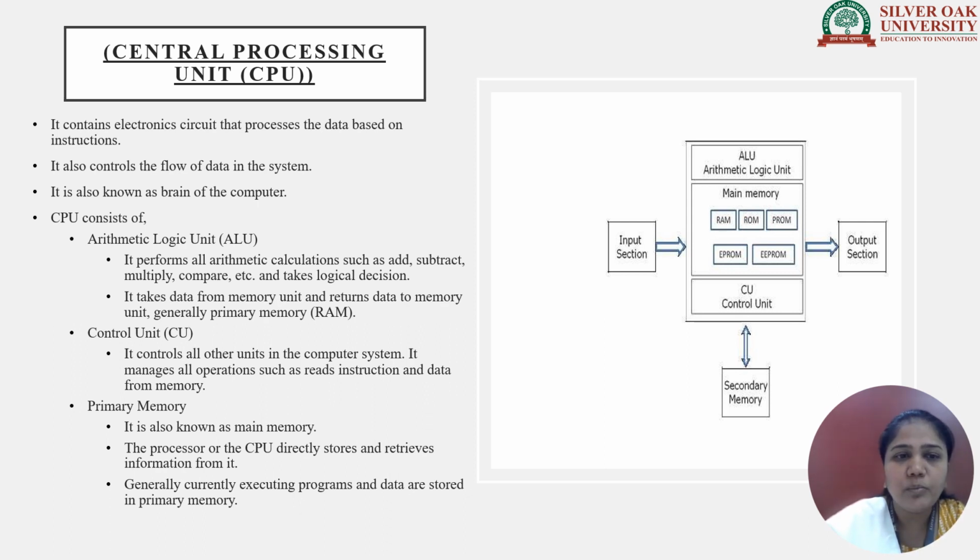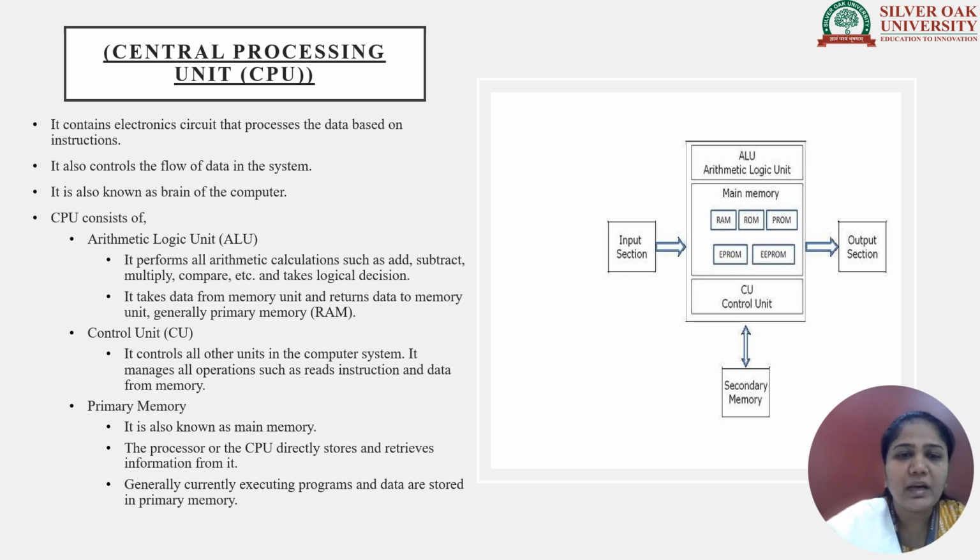And the last and important portion is primary memory. Primary memory is also known as the main memory. It is nothing but the RAM. In the computer system, you may have heard the words RAM and ROM. So that RAM, random access memory, is nothing but the primary memory. It is also known as the main memory.